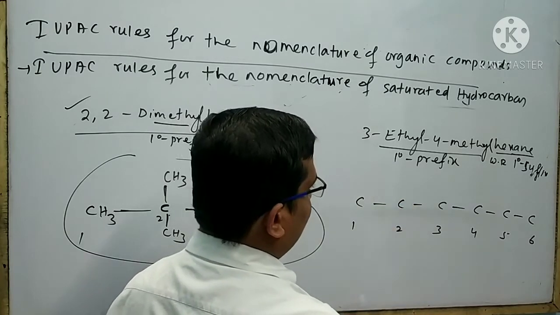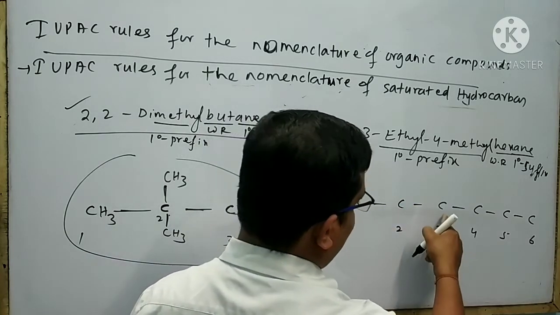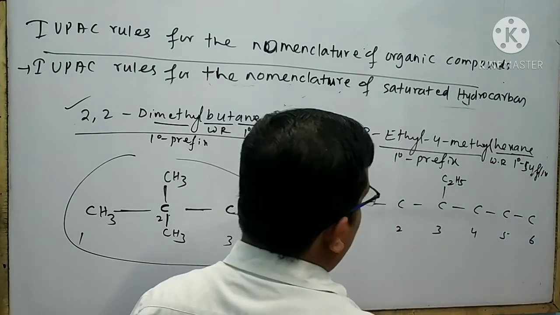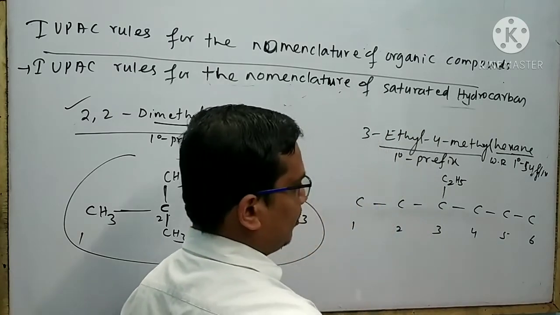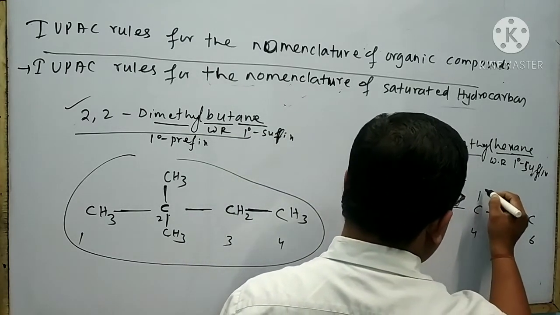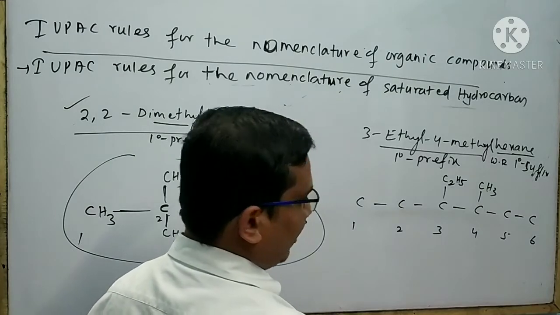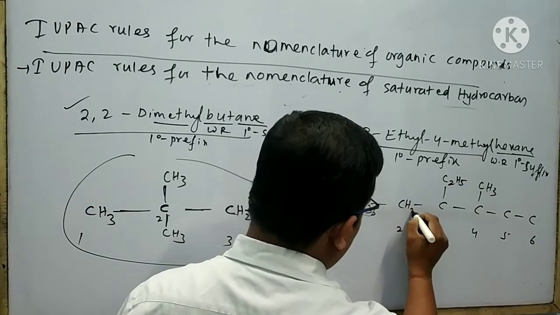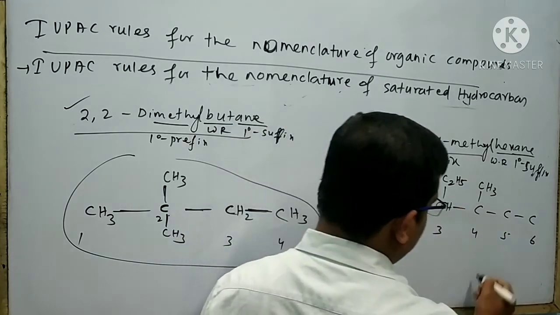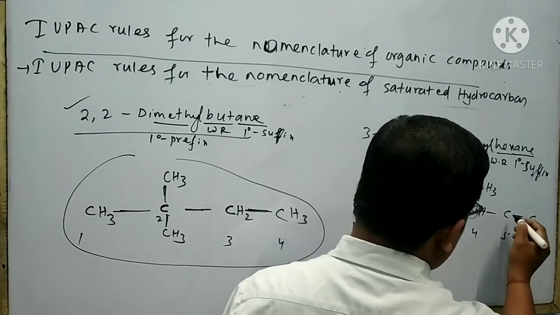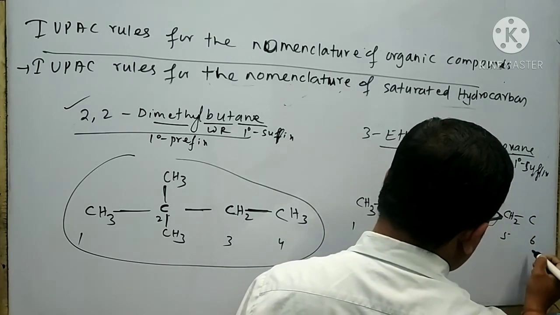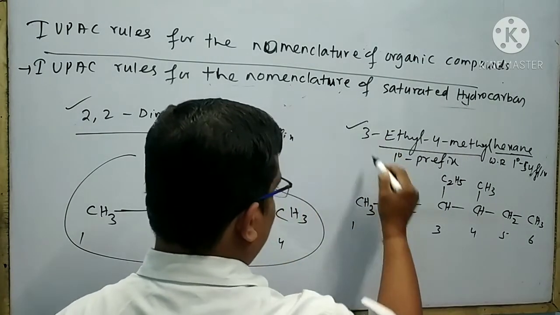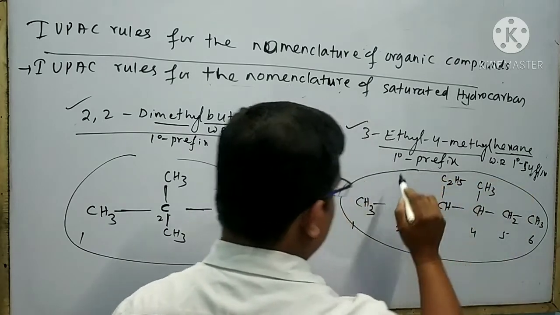From the name it is clear that ethyl group is present at the 3 number carbon, so it is bound to write here C2H5. At 4 number carbon methyl group is present, so it is bound to write here bond CH3. For maintain the tetracovalency, it is bound to write here 3 hydrogen atom, here 2 hydrogen atom, here 1 hydrogen atom, here also 1 hydrogen atom, here it is bound to write 2 hydrogen atom, here it is bound to write 3 hydrogen atom. The structure of this compound is this.